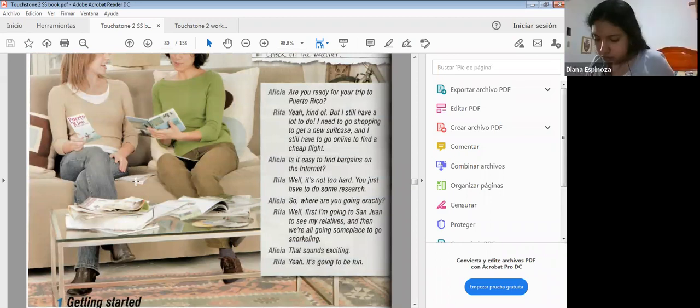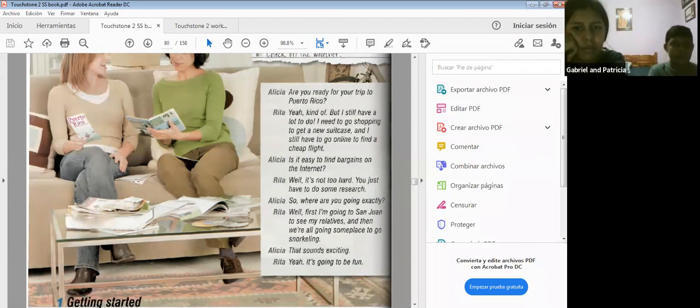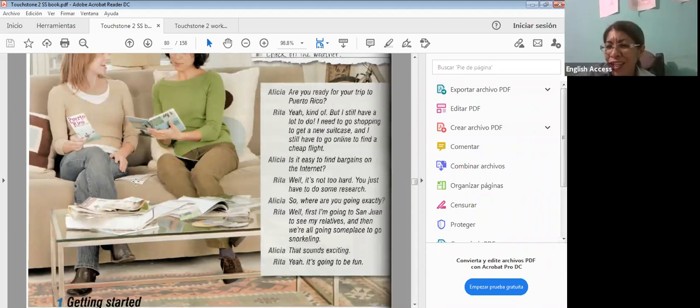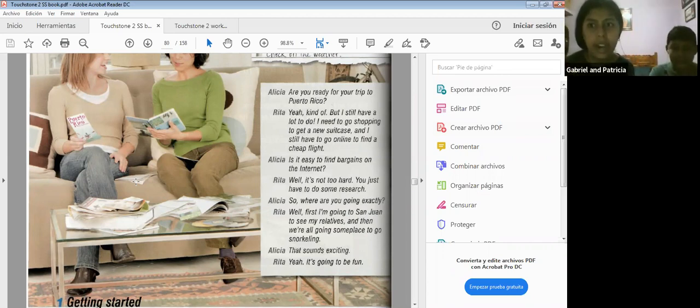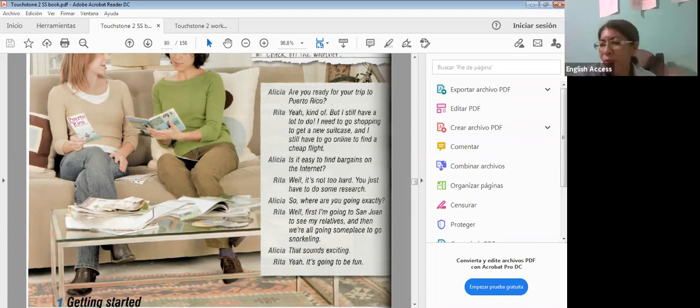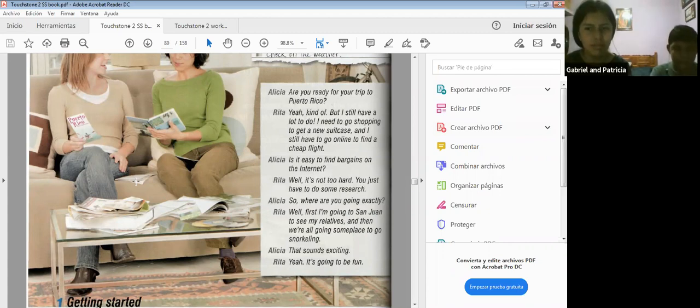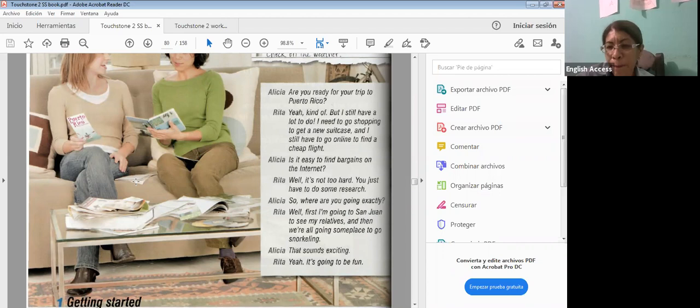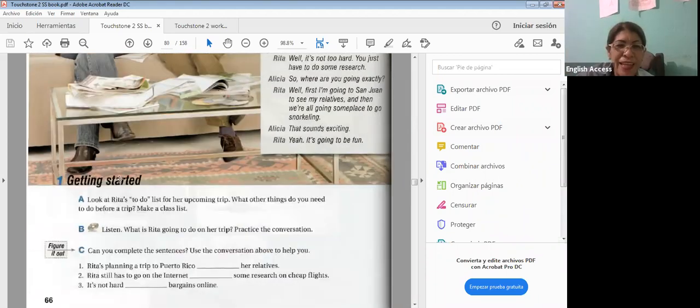A new suitcase. What is she going to do? Visit the relatives. Okay, try to give a complete answer. She's going to see her relatives, and what else? She's going snorkeling. Finish, and that's it. Yes. Yes, well, let's pay attention here.